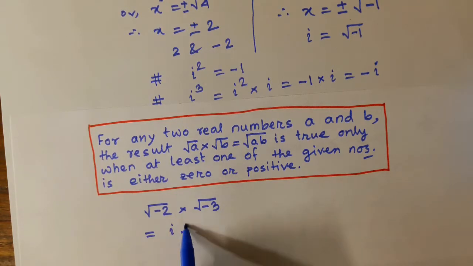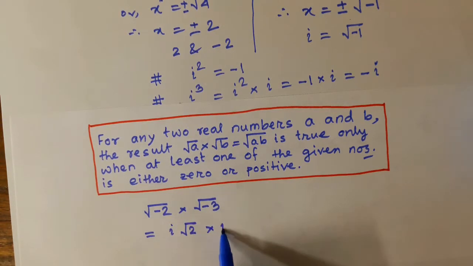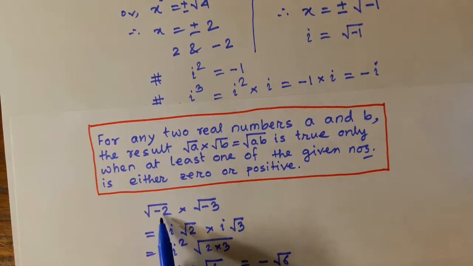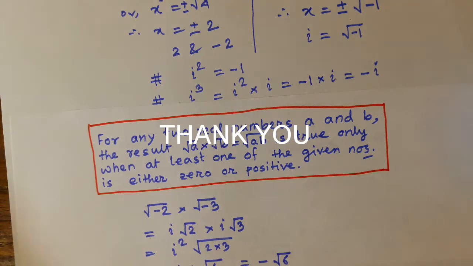i into root over 2 into i into root over 3. So i into i means i square, and 2 and 3 both of them are positive. For this you can write 2 into 3. So i square is equal to minus 1 into root over of 6. So this is equal to minus root 6. So root over minus 2 into root over minus 3 is equal to minus root over 6, not only root over 6.